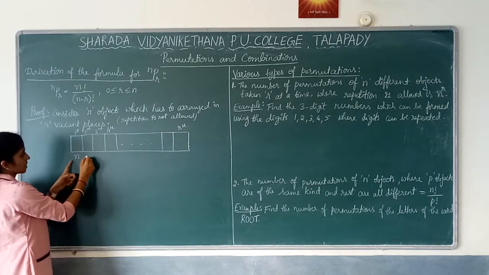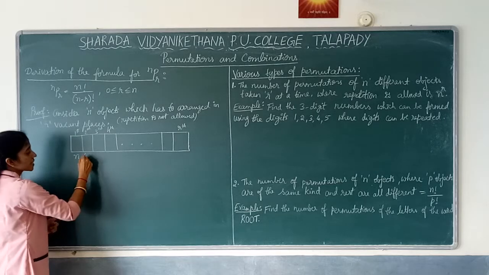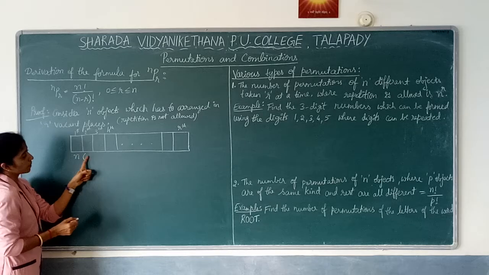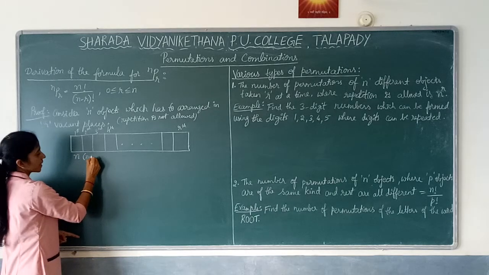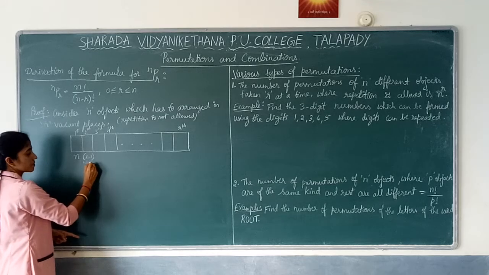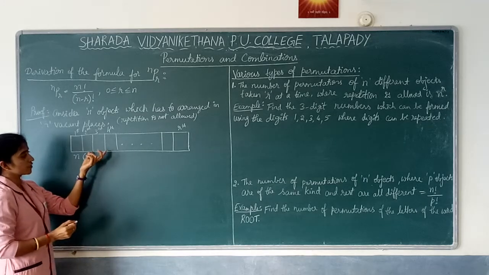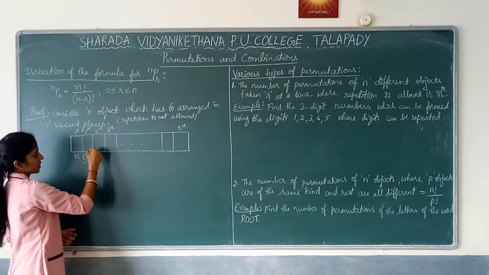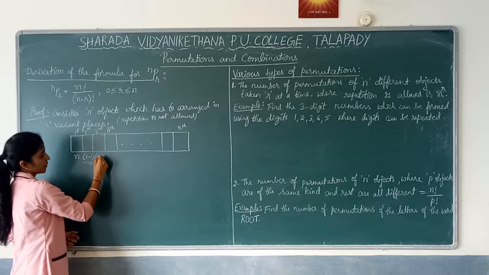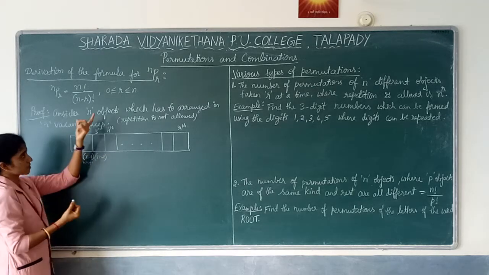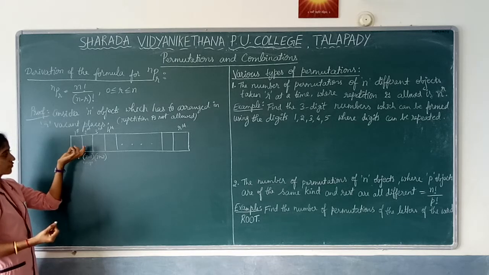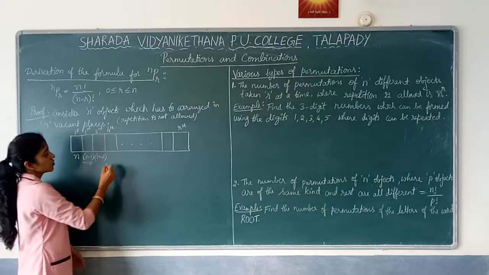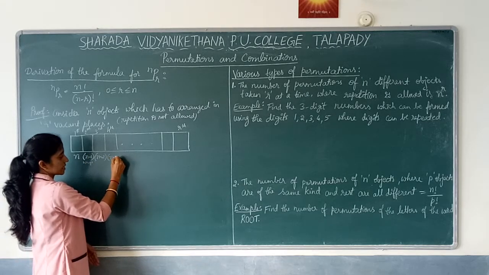Therefore, the second place can be arranged in how many ways? See, n objects are available, one of them we are taking here. So the next place can be arranged in n minus 1 ways. Now the third vacant place can be filled in how many ways? It can be filled in n minus 2 ways, because n objects are available but 2 of them are already fixed here. So on, and the next place, obviously, it is n minus 3.